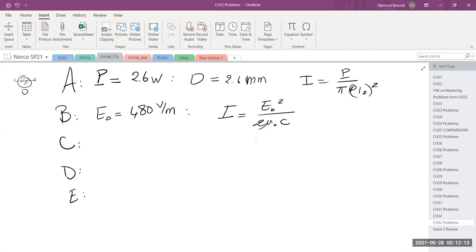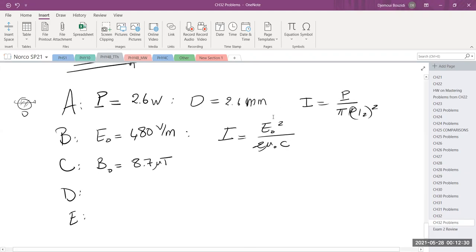The amplitude of the magnetic field. Here, they gave us the magnetic field instead, which is 8.7 microtesla. I mean, they gave you in the book 10 to the negative 6 tesla, which is the same thing, okay. Now, I can't use that expression. I mean, I could, because I know that E naught is actually B naught C. So all I have to do is square this quantity, which gives me C squared, which cancels one of the C's. So I could write the intensity as just C times B naught squared over 2 mu naught. So this one also can be found. I can do that too.